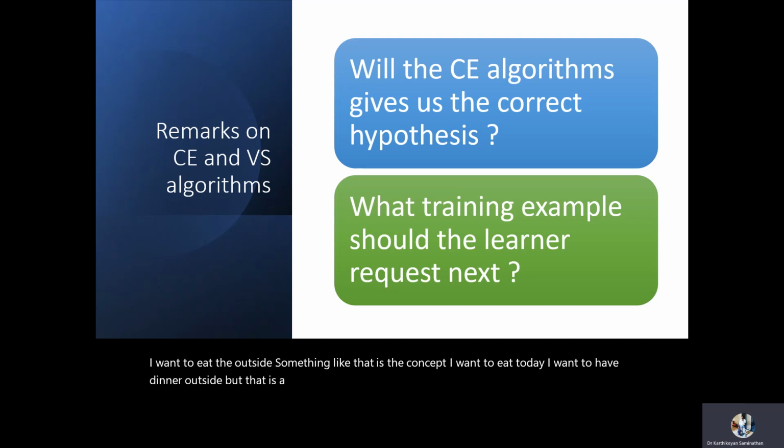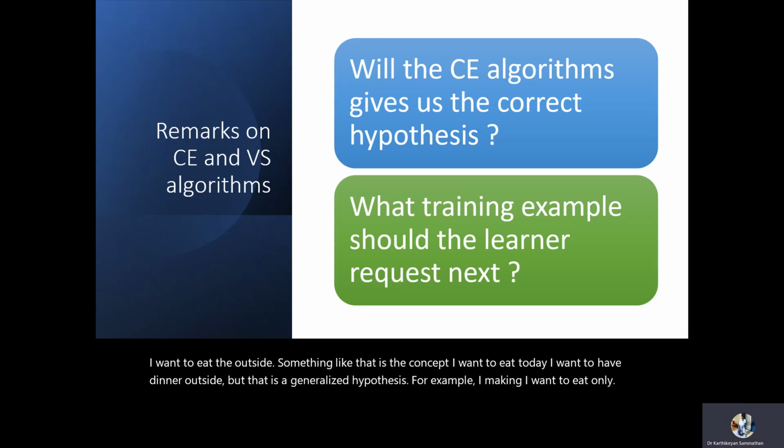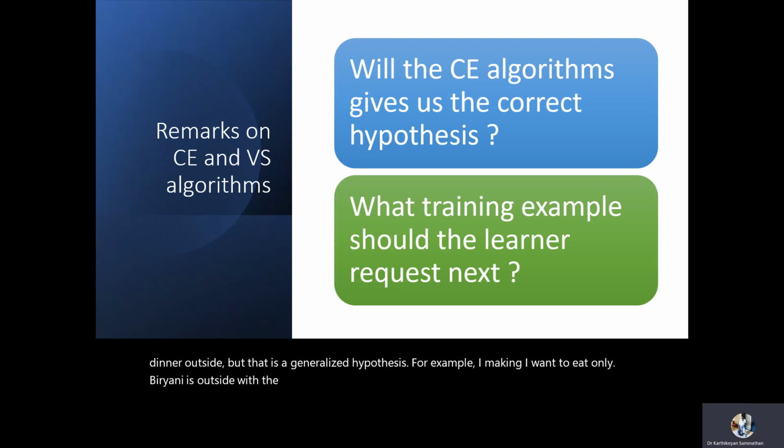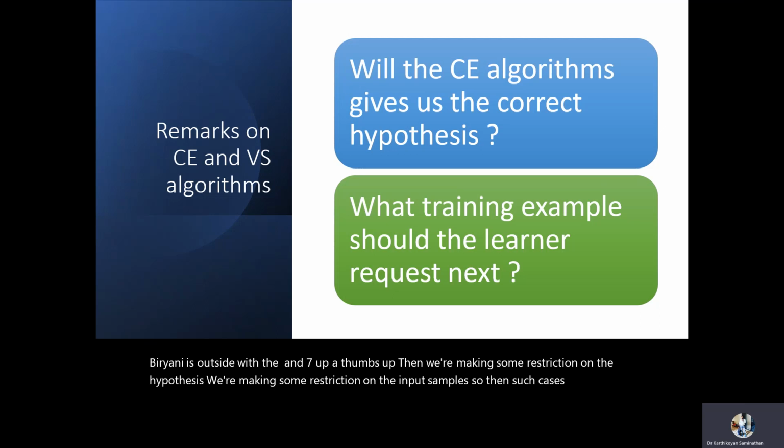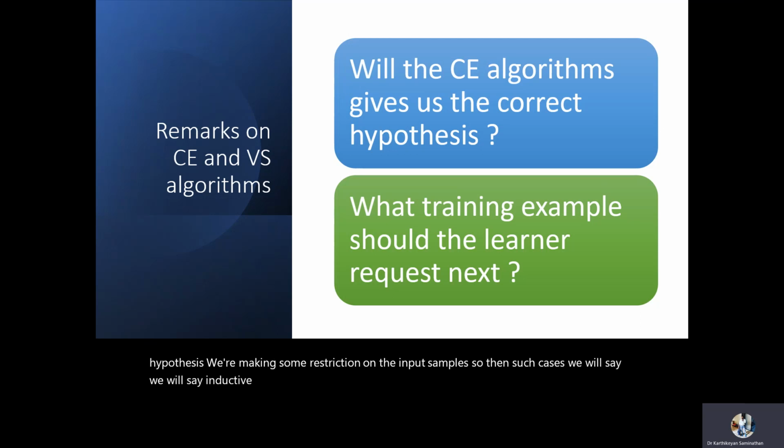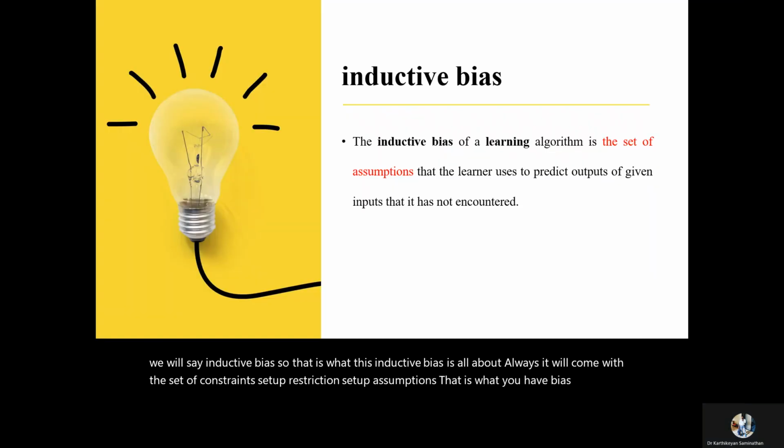For example, I want to eat only biryani outside with Coke and 7 Up, Thums Up. Then we are making some restriction on the hypothesis, some restriction on the input samples. In such cases we say inductive bias. That is what inductive bias is all about. It always comes with a set of constraints, a set of restrictions, a set of assumptions.